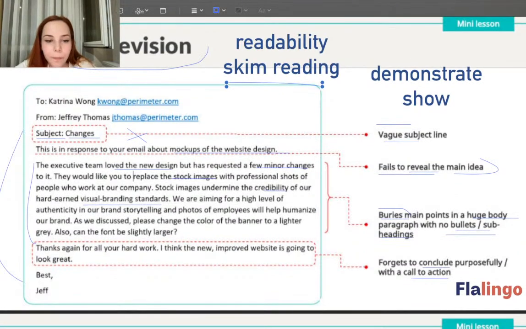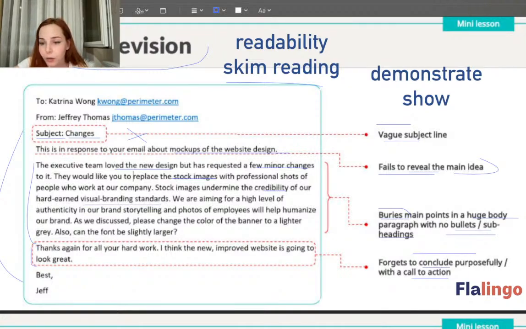Alright, let's continue. Let's look at the conclusion part. "Thanks again for all your hard work. I think the new improved website is going to look great." Okay, but it looks like I'm talking with my friend. Where is the formality? Where is the purpose? I write this email to you, but I didn't specify what the purpose is. I want some changes, but what can you do about it? I didn't help you. I didn't give details about it.